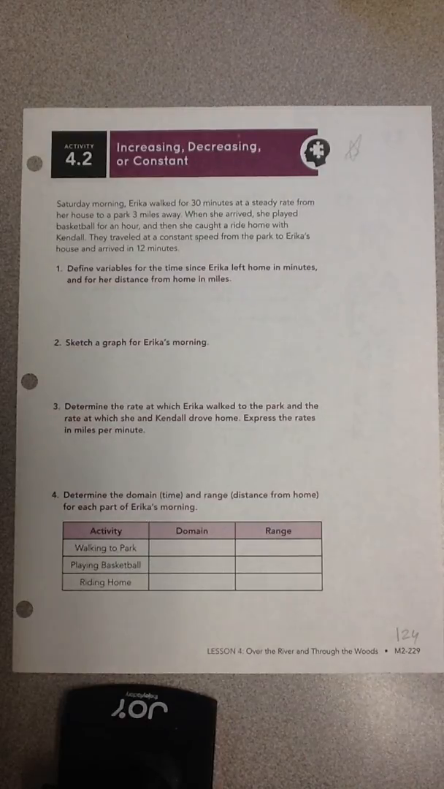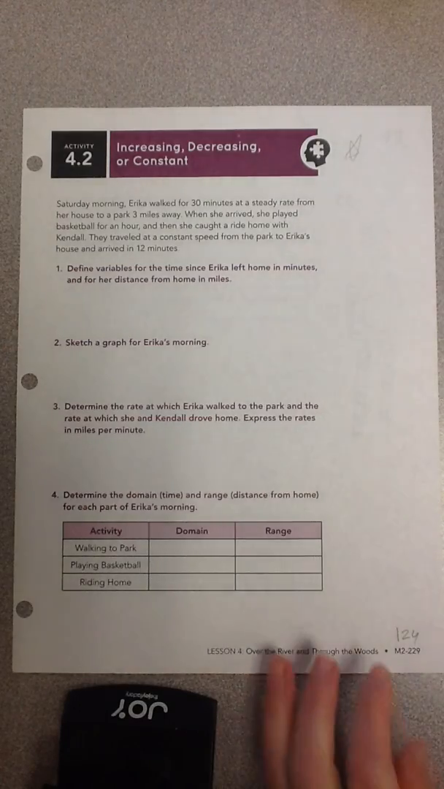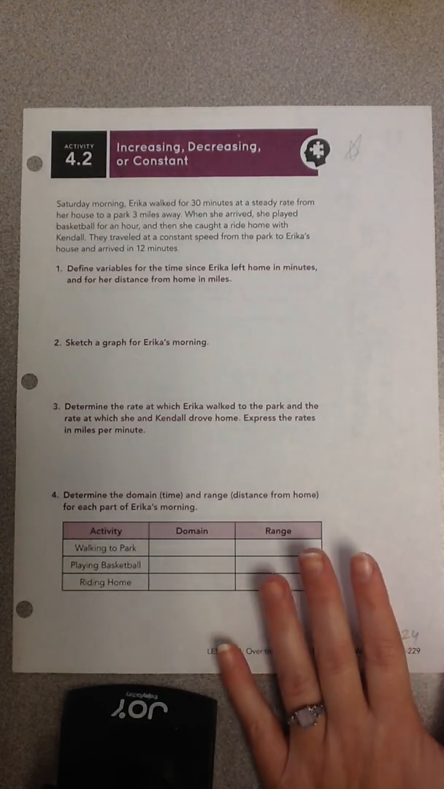Alright, this is M2-229 and 230. So it says, Saturday morning, Erica walked 30 minutes at a steady rate from her house to a park 3 miles away. When she arrived, she played basketball for an hour, then she caught a ride home with Kendall. She traveled at a constant speed from the park to Erica's house and arrived in 12 minutes.